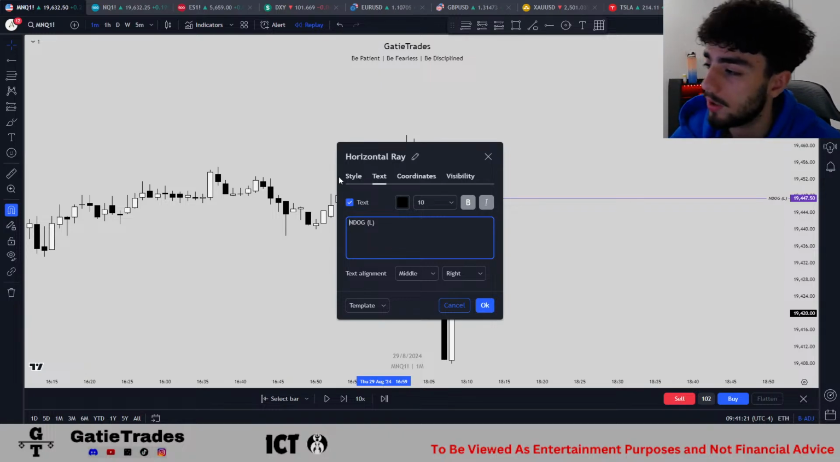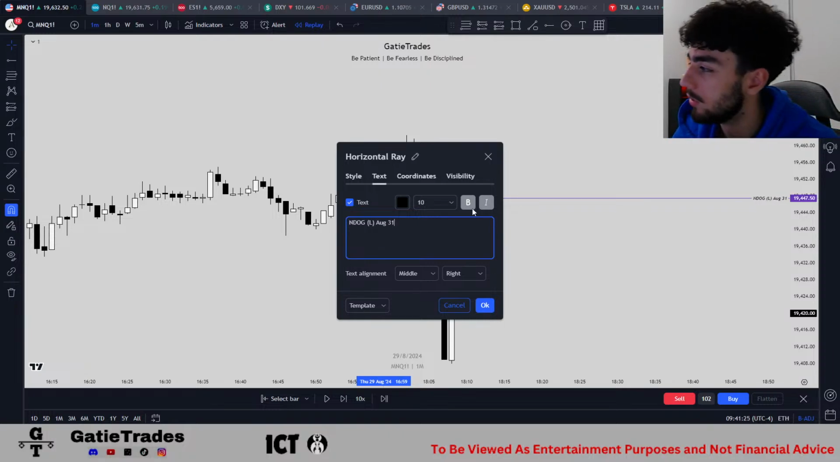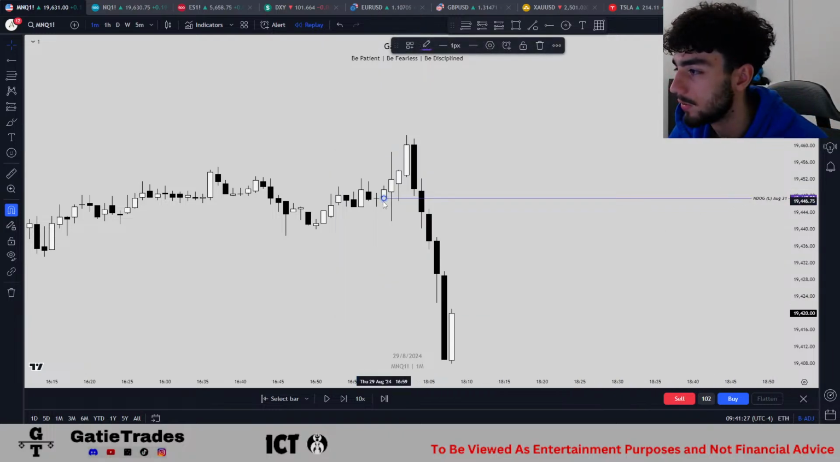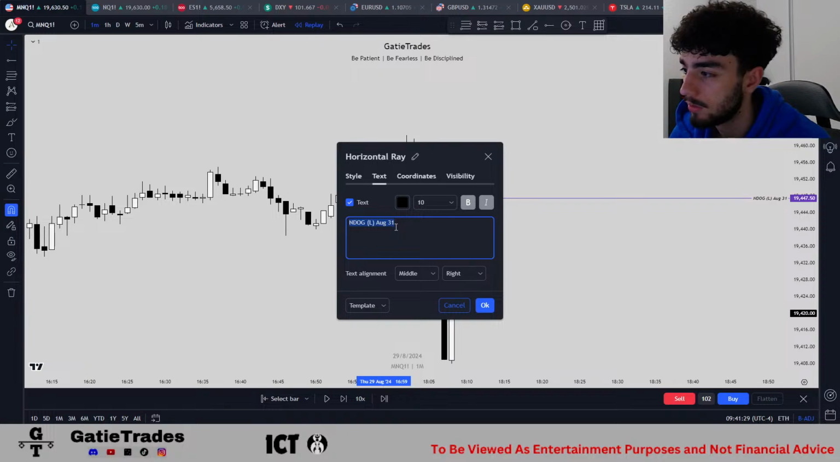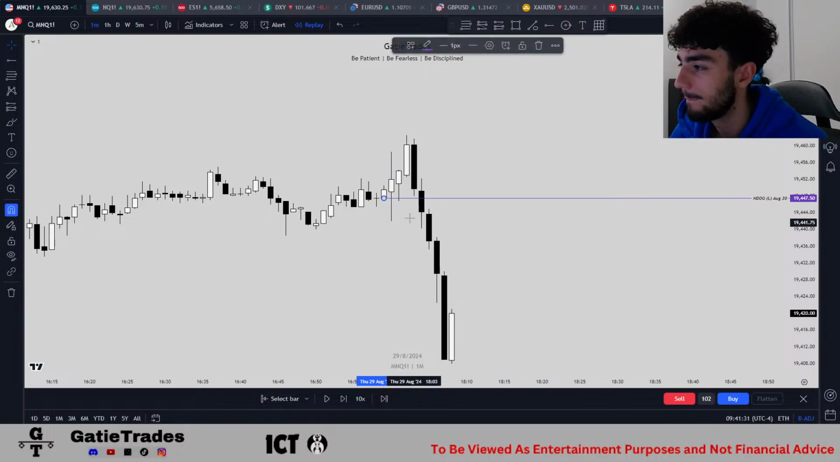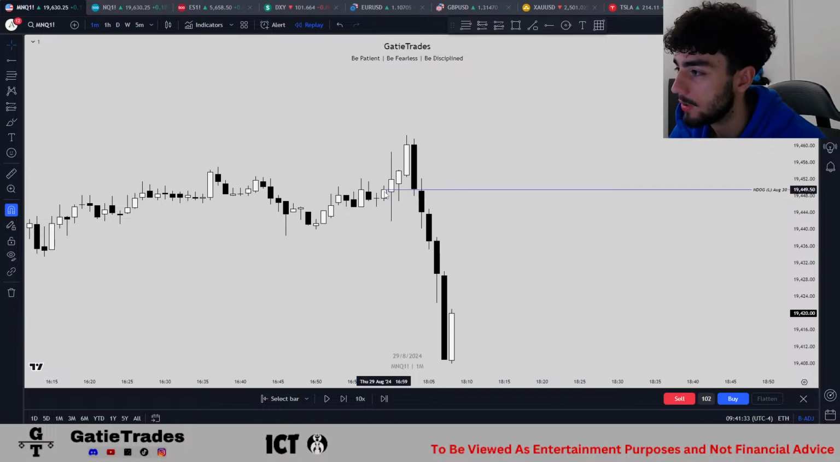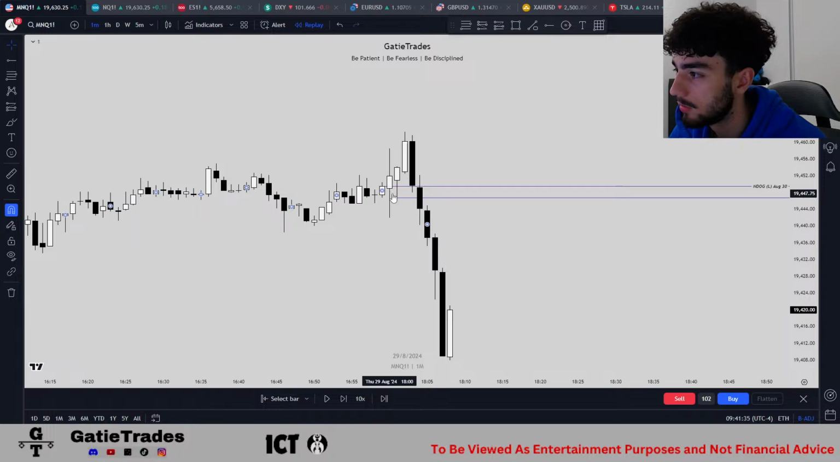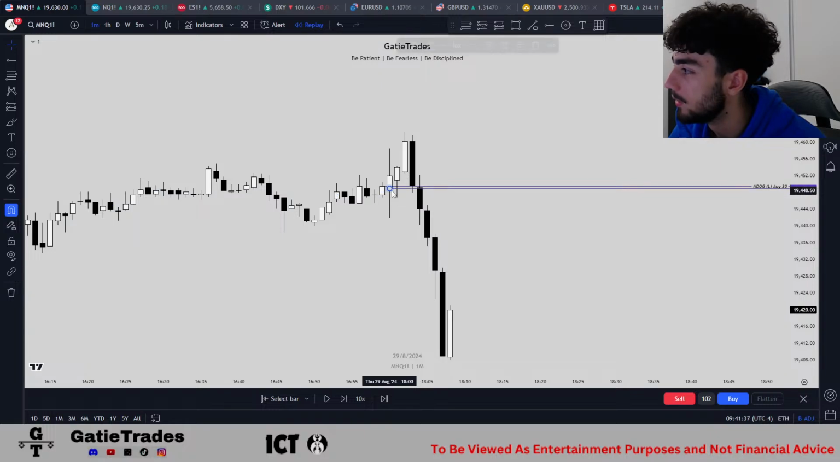So the key level, new day opening gap low. Right, this is August 31, or it's for August 30. Where price closed, where it opened.